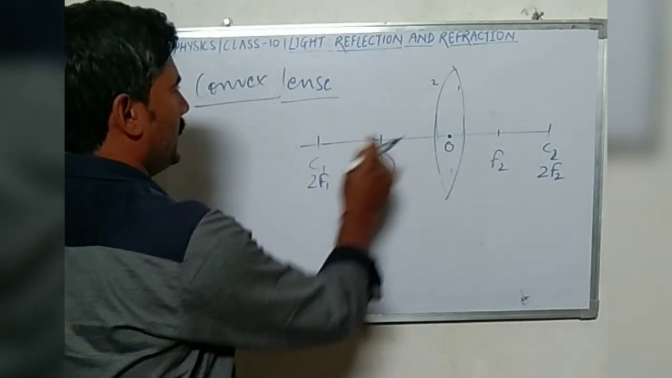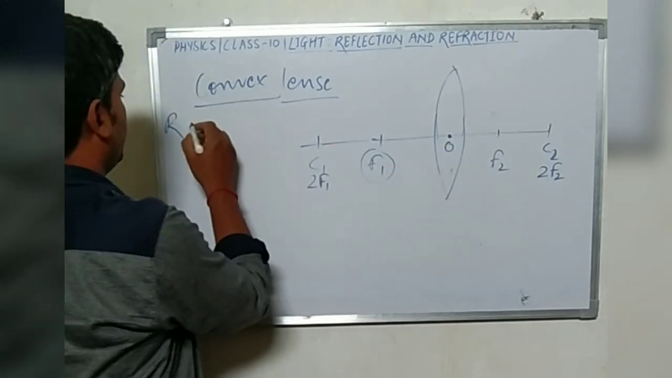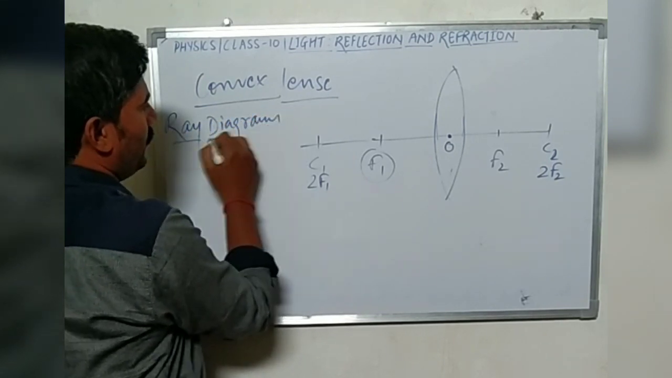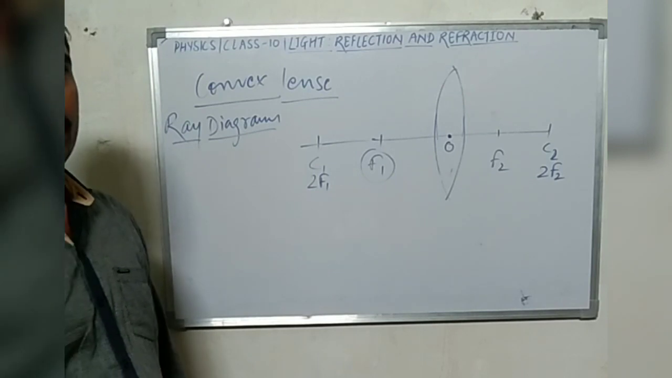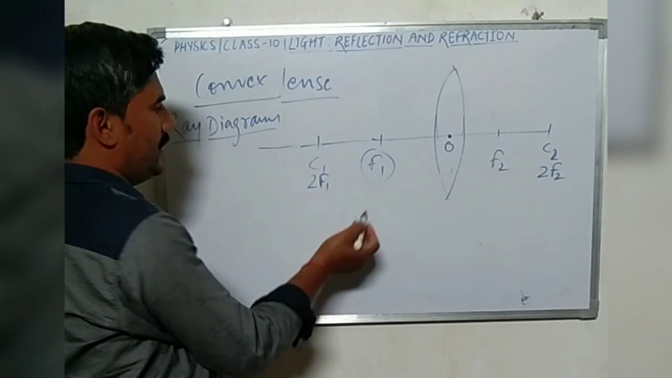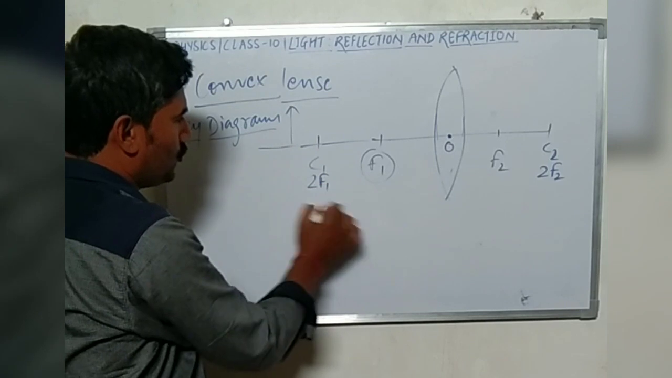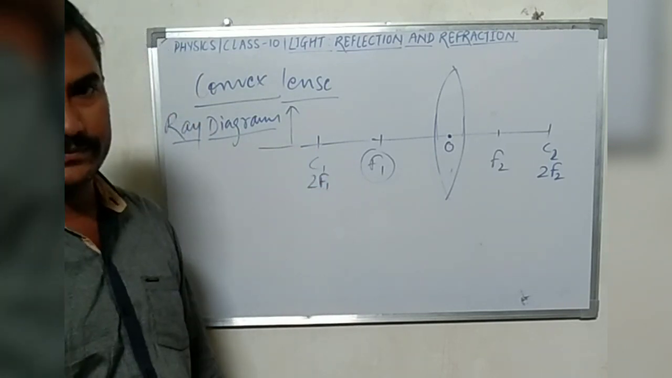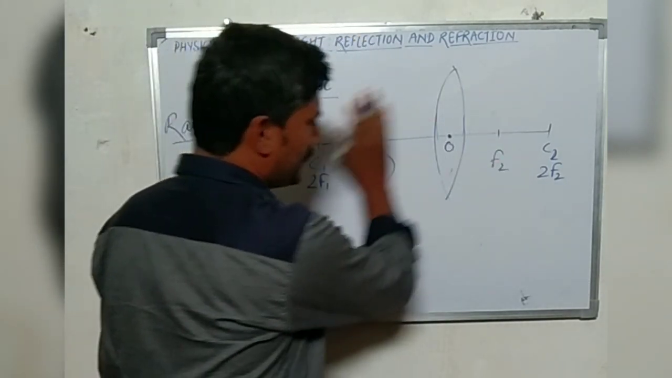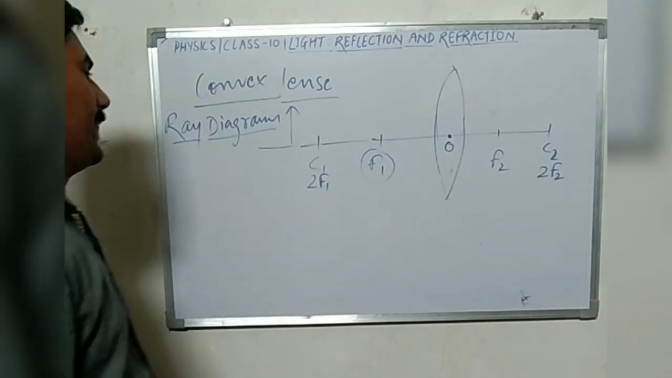So we will discuss the ray diagrams of the convex lens. Ray diagrams of convex lens. The first case is when we place an object beyond 2F. What will happen? In order to clear all these things, we first discuss the rules involved in lenses.